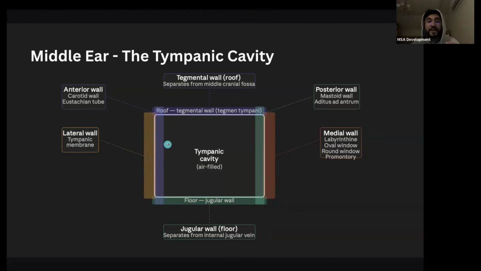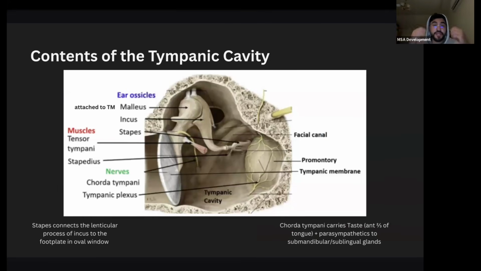Anteriorly to the tympanic cavity, that's going to be the carotid wall. And that's also going to be where the eustachian tube is. And then posteriorly is going to be the mastoid wall. Okay, so anteriorly carotid wall, then mastoid, tympanic membrane, oval window, and then you have the tegmental wall, which separates it from the middle cranial fossa, and then the floor is going to be the jugular wall, which separates it from the internal jugular vein. Very important. But what are the contents of the tympanic cavity?